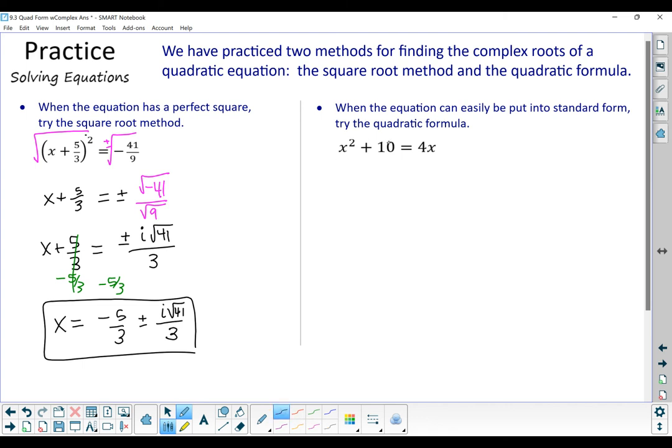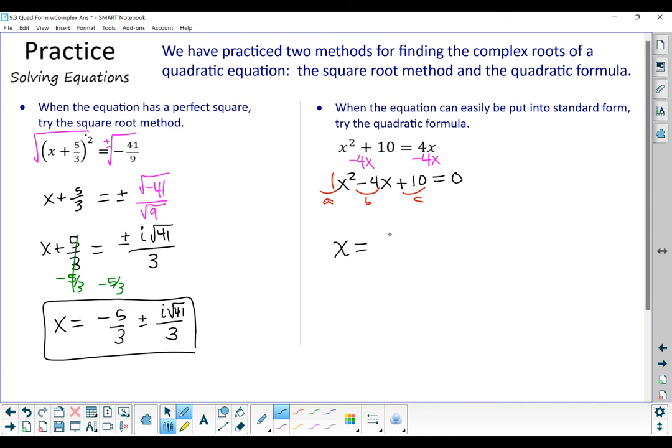Okay, and then the situation in which you want to use the quadratic formula is when you have an x squared term and you have a linear x term as well. So of course, when using the quadratic formula, make sure that your equation is equal to 0 and in standard form. So that minus 4x is going to get tucked right in between the x squared and the 10. And at that point, we could certainly do the quadratic formula with our a, b, and c value.